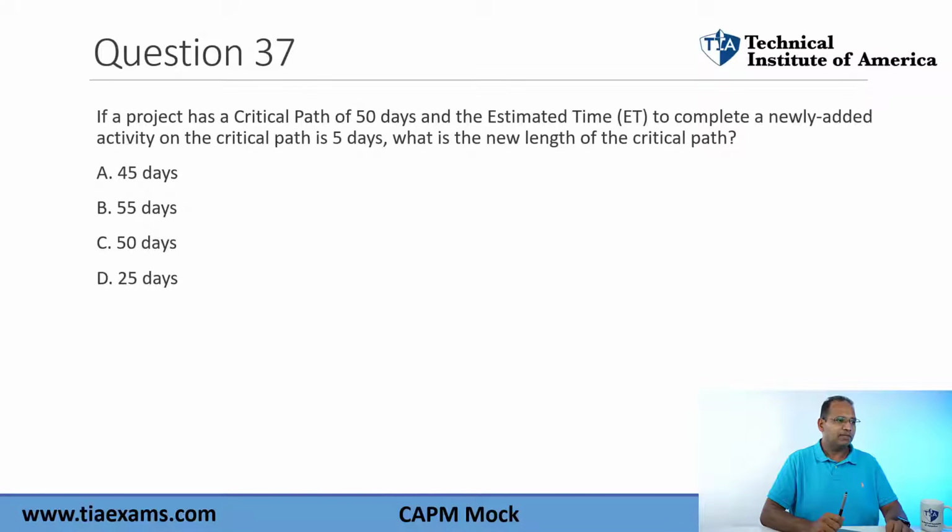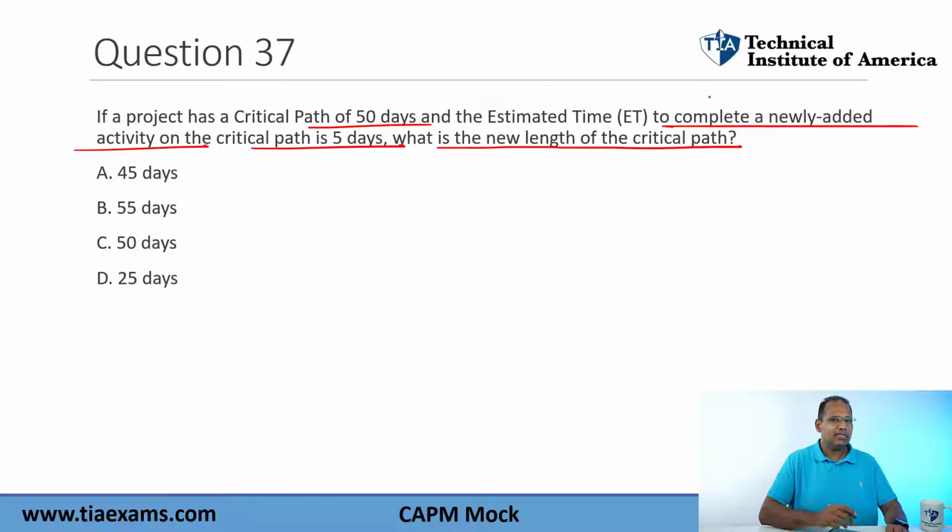Number 37, I got one more formula for you guys. Let's see if you can figure this one out. If a project has a critical path of 50 days and the estimated time to complete a newly added activity on the critical path is 50 days, what is the new length of the critical path? So this is not an EVM question. It's a critical path question. It looks complex, doesn't it?